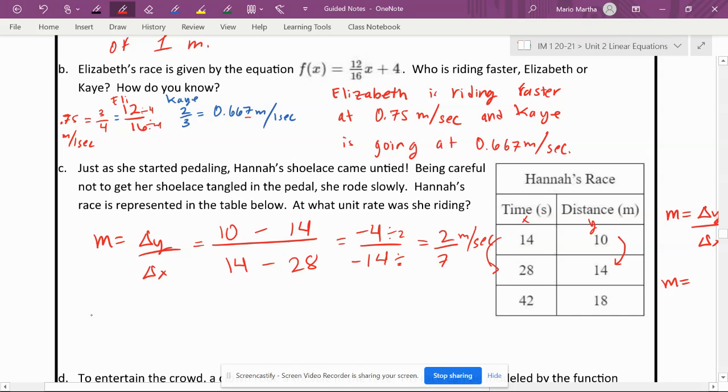So again, Hannah is going at a rate of 2/7 meters per second. All right.